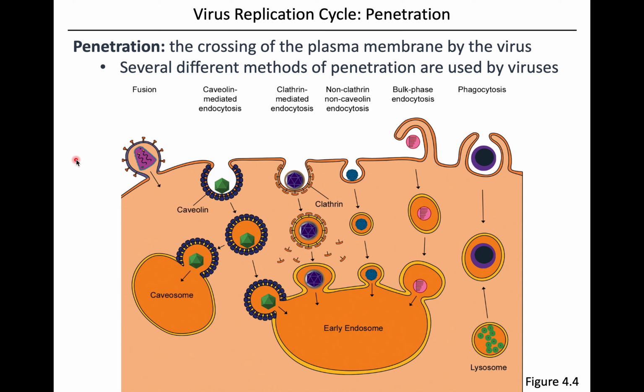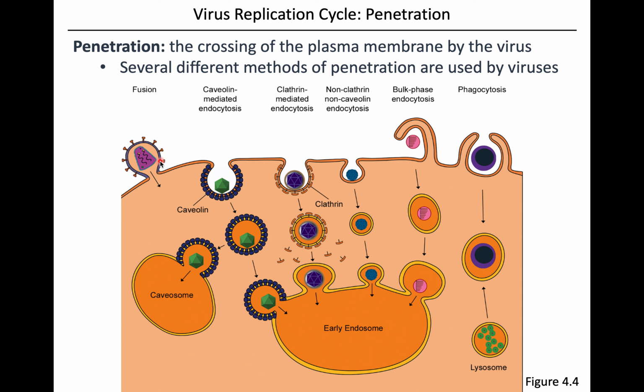It could happen if you're talking about an enveloped virus surrounded by a membrane, by fusion of the viral envelope with the plasma membrane of the cell. This is what happens with HIV. That's what they're showing in this cartoon here. So you get the viral envelope fusing with the plasma membrane, and then the interior encapsulated genome can enter the cell.